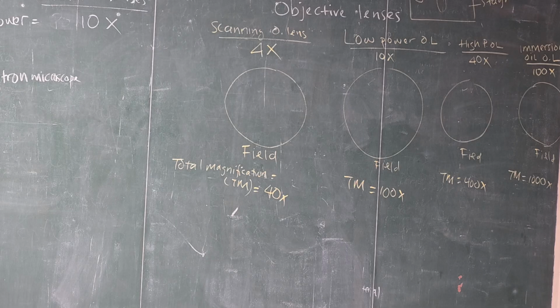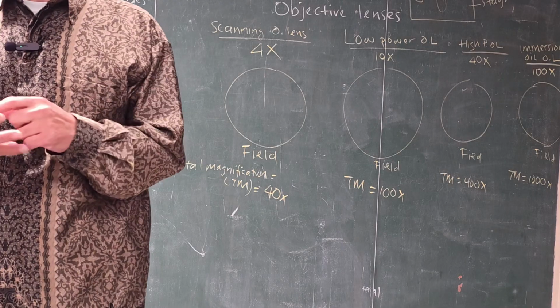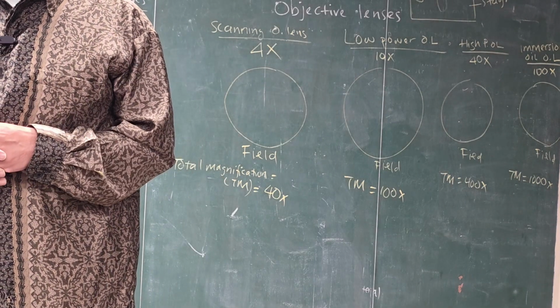Okay, just put it in the corner like that, and then like this. Right? So that's how you put the slide. Do not put it under the stage, the mechanical stage, because it's going to be difficult to move later.